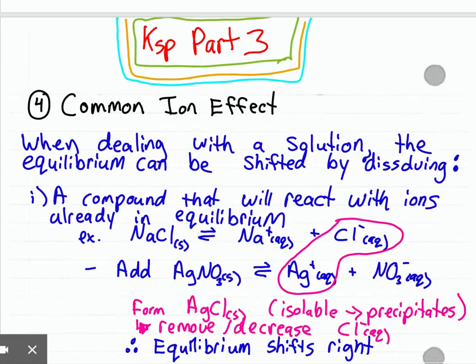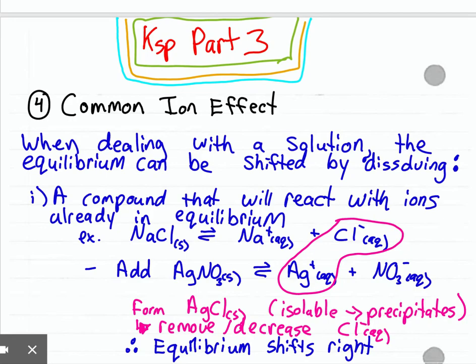All right, this is part 3 of using the solubility product constant, or our Ksp, in equilibrium situations. So far we have talked about our Ksp value. It's an equilibrium constant for an equilibrium that is happening between a solid substance and its dissolved ions in solution.